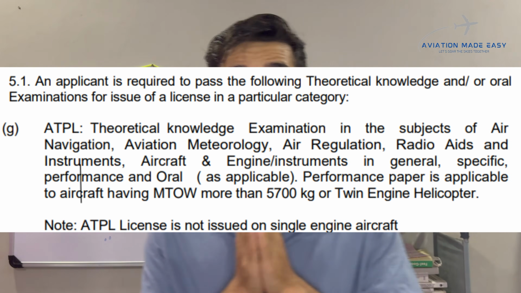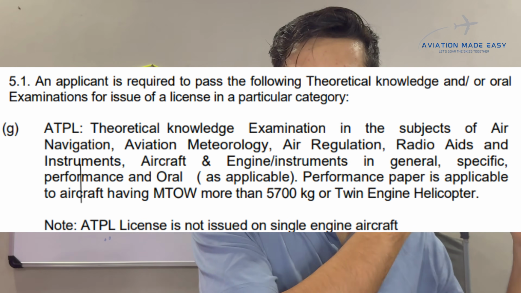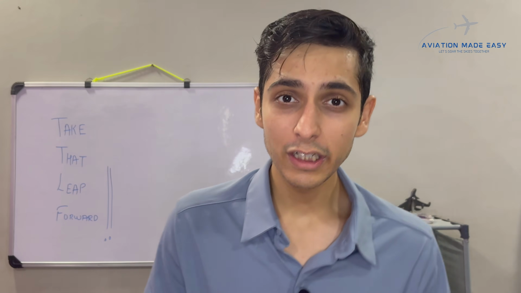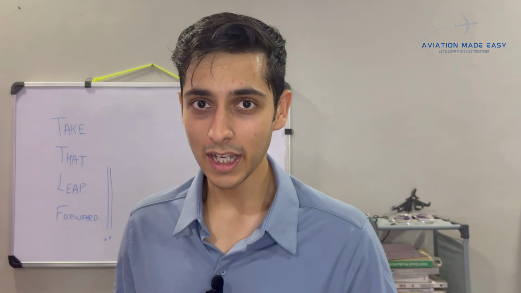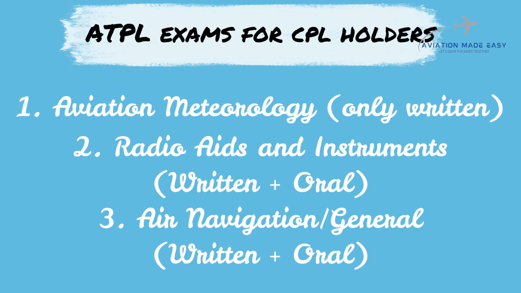To know about the papers, we refer to Section 5.1 of CAR Section 7 Series B Part 1, Subsection G. You can see on your screens right now, but as you know from Section M of the Aircraft Rules, a commercial pilot license holder need not give the air regulations exam. So if you are a commercial pilot license holder, the only exams that you need to give first are aviation meteorology, the radio aids part that you have studied in navigation for your CPL, and the general navigation part that you also studied in your CPL.